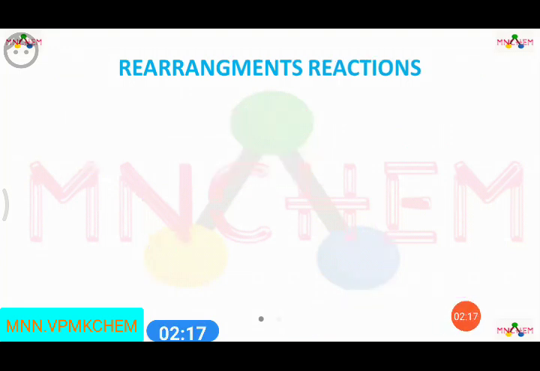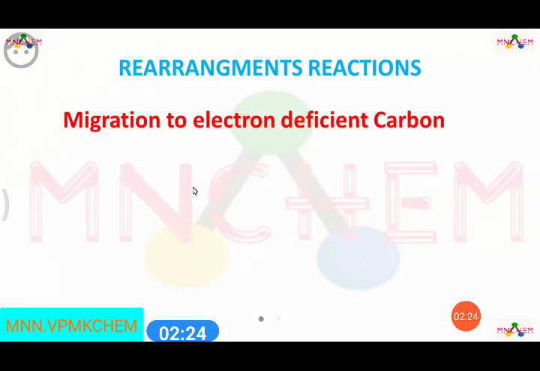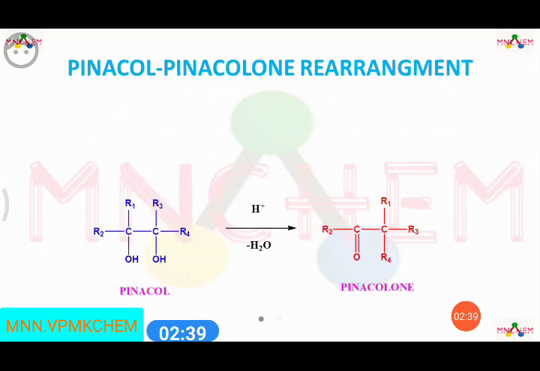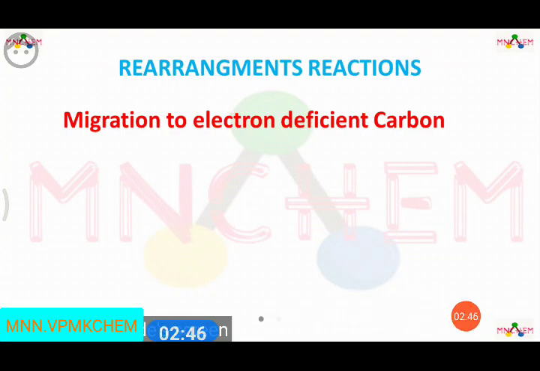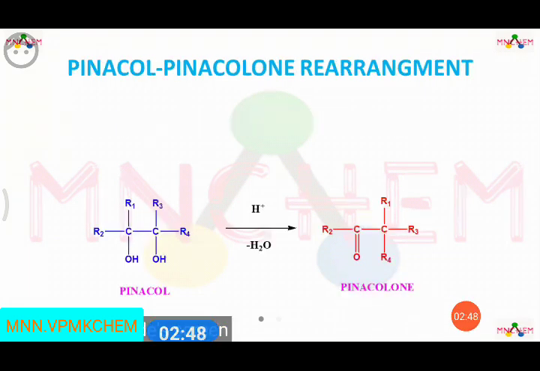These rearrangement reactions are classified into different types. The type which we are going to discuss here is migration to electron deficient carbon, or we also say migration to a carbanium ion or carbocation. The first example of this type of rearrangement reaction is the Pinacol-Pinacolone rearrangement. Migration to electron deficient carbocation. The first reaction is the Pinacol-Pinacolone rearrangement.